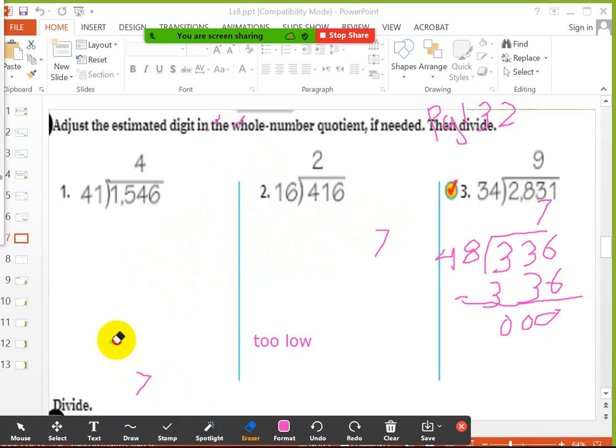Now let's move to exercise 4. Now I want to divide 446 on 41. So first thing, I will find the first digit in the quotient by using the estimation. I have to adjust the estimate and find the quotient. To find the estimation, you have to round the number.